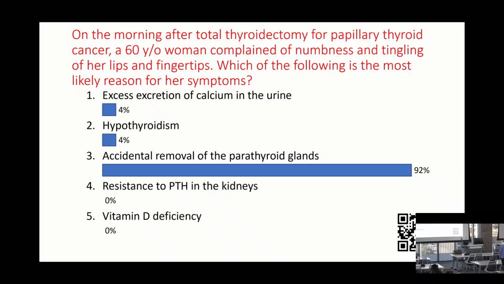Okay. So, yeah, most of you got it correctly. So, again, anytime you hear thyroid surgery and symptoms of hypocalcemia, it is most likely that there is either removal of the parathyroid or disruption of the blood supply of the parathyroid gland, okay? Excess excretion of calcium in the urine is usually not necessarily tied to parathyroid surgery per se.